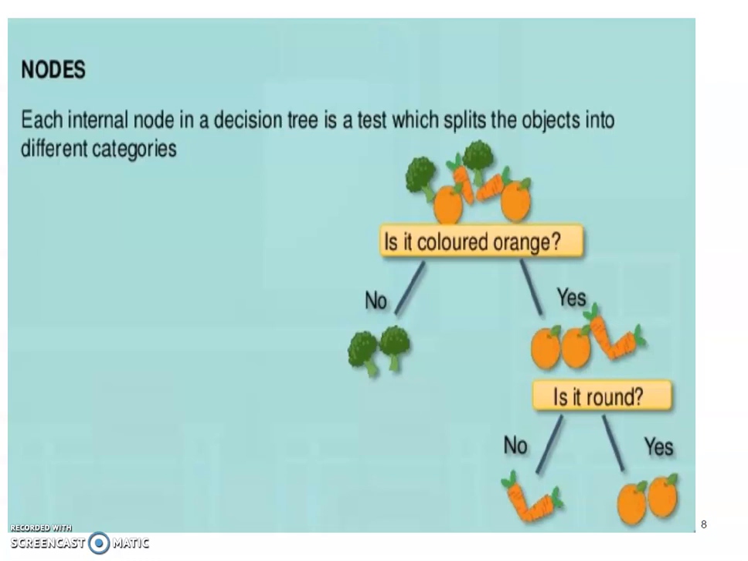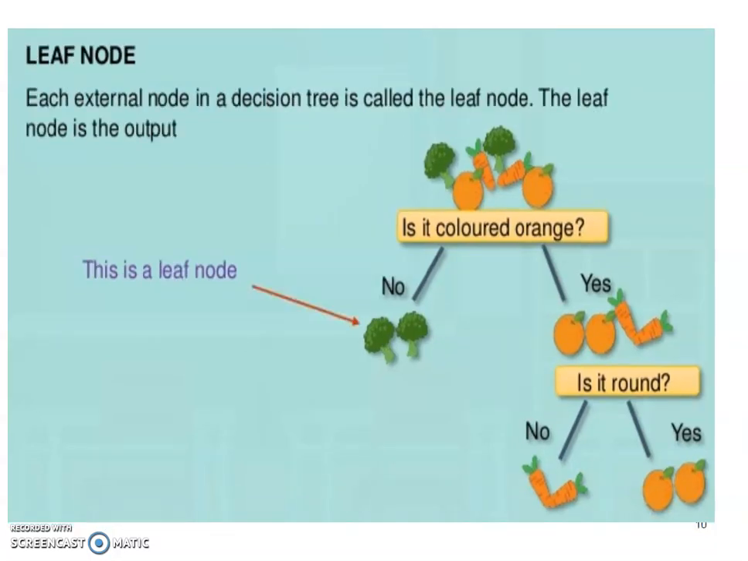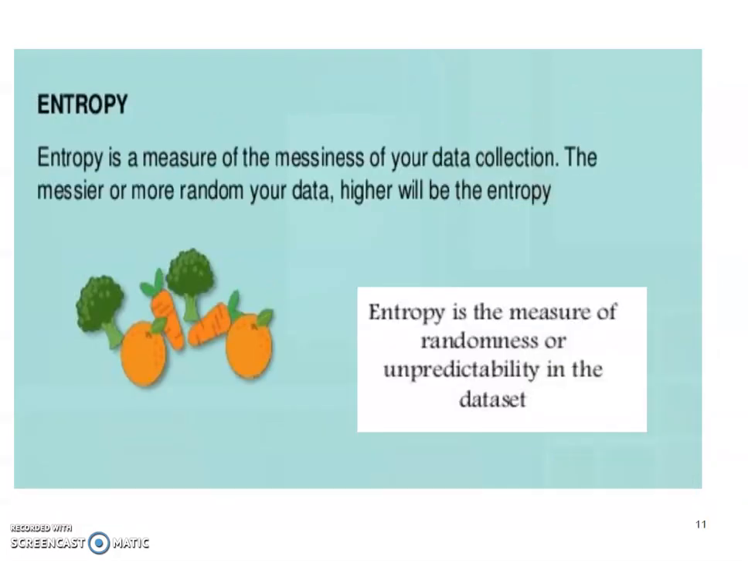We will have nodes, root node and the leaf node. The top of the tree, that node we call it as the root node. And the nodes on the edges at the bottom level, we will call them as the leaf node. We will make a test on each of them.